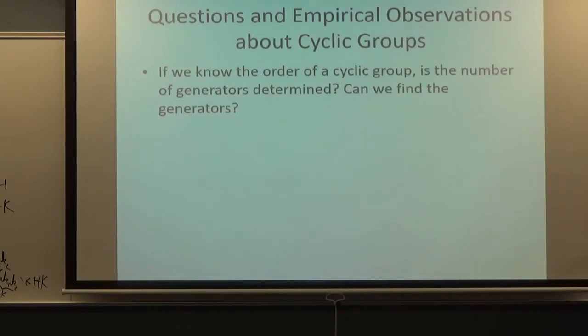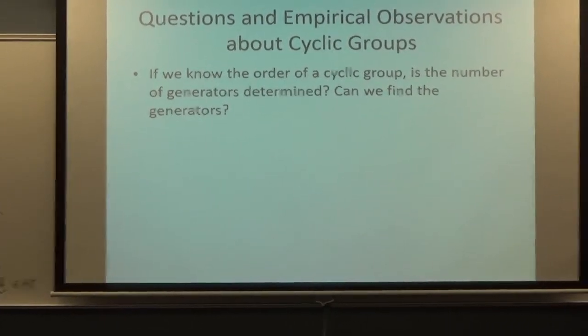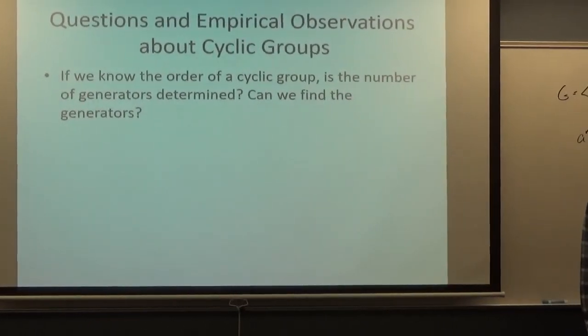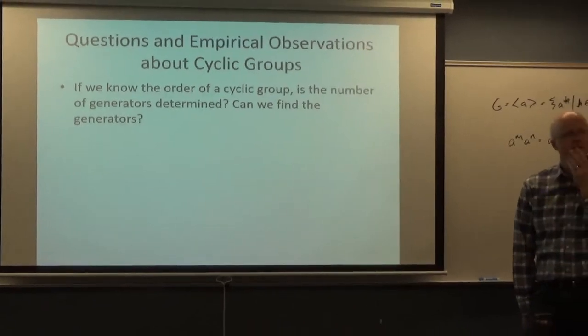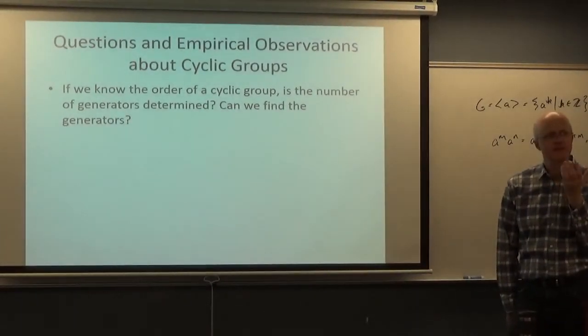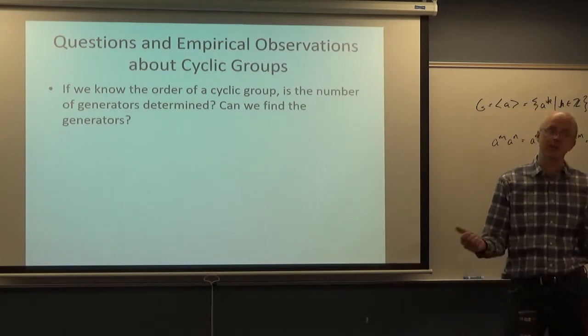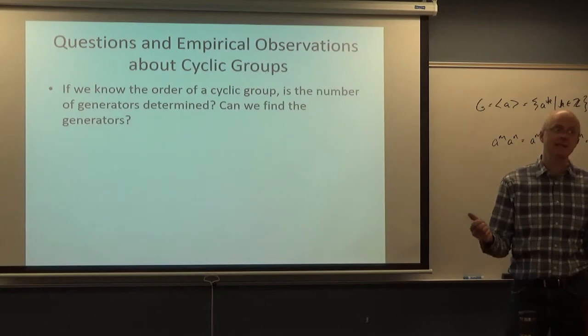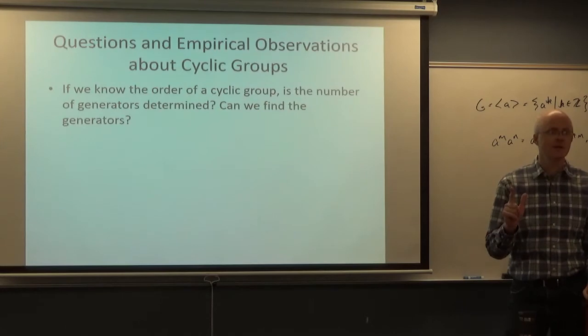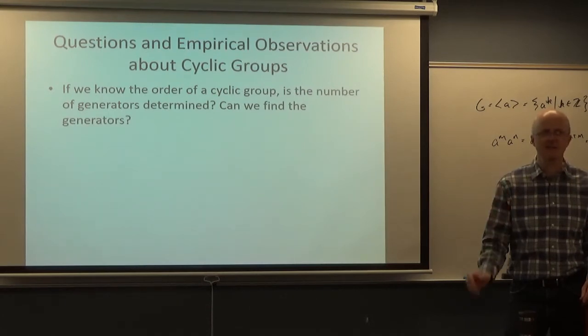If you know the order of a cyclic group, is the number of generators completely determined? For example, we saw that Z6 has generators. Do you remember? Figure it out in your head? I wrote it down on the board last time. Z6 has generators 1 and 5. 1 and 5, 2 generators. Does every cyclic group of order 6 just have 2 generators? I hope you have the intuitive feel that yes, that's true.